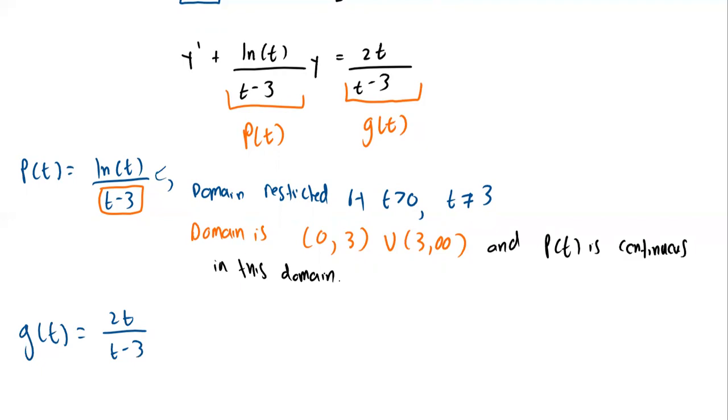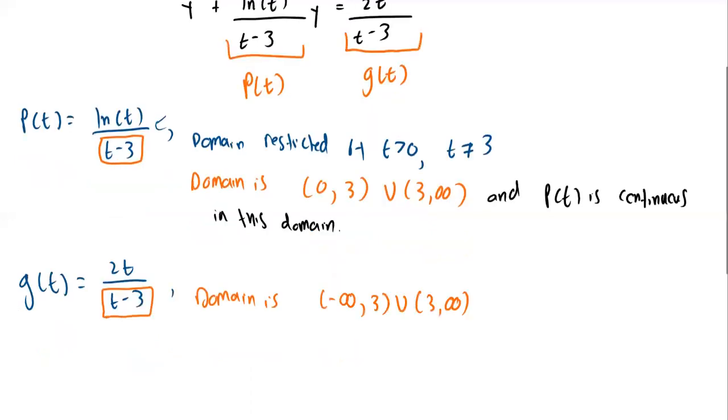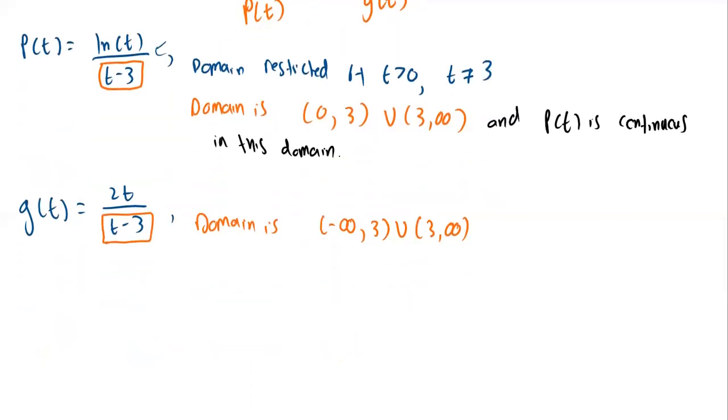So if we look at this function, what's the only thing restricting the domain? Well, it's the fact that we're dividing again by t minus 3. That's the only restriction. So in this case, the domain is everything not including 3. So I don't necessarily have to start at 0. It's negative infinity to 3 union 3 to infinity. And again, you can take the derivative, you can graph it and see what it looks like, but you should see that g of t is continuous in this domain.